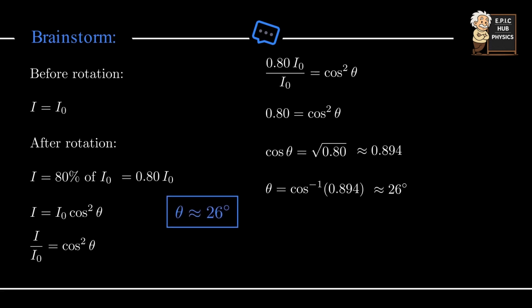What did we do? We substituted the observed intensity reduction to 80% of the initial into Malus's law formula. We simplified the relation to solve for the angle theta. We find that the polarizing filter was rotated through an angle of about 26 degrees to produce the observed intensity. Theta is measured between the light's polarization direction and the polarizer's transmission axis.